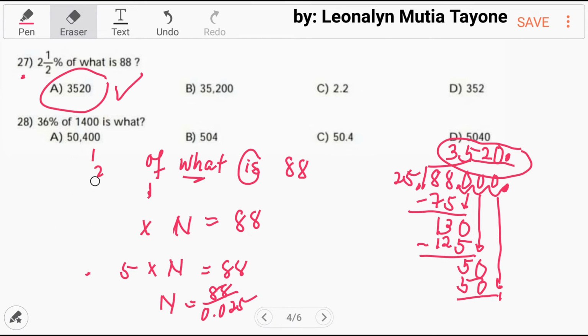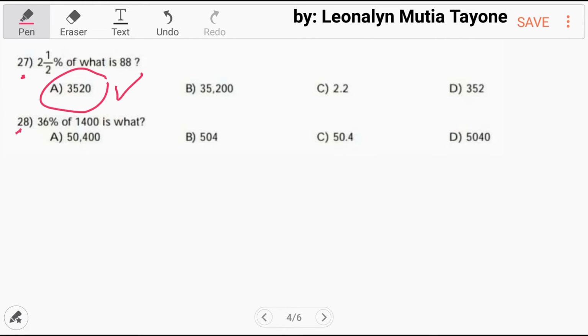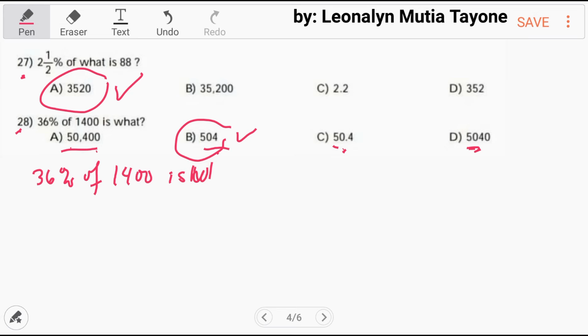Next, dito tayo sa number 28. Itong si number 28, obviously, pwede mo siyang hindi isolve. Kasi base sa mga choices, tingnan mo naman yung number of digits ba. Ito ay 5, 3, 2 lang bago yung decimal niya. Tapos ito 4. Obviously, ang sagot dito ay letter B. Kung hindi obvious sa inyo, isa-isahin natin. 36% of 1400 is what?